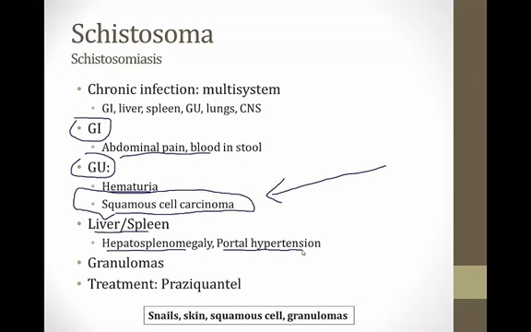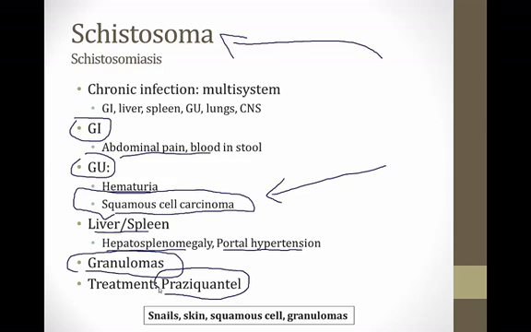And another high-yield thing to remember is that schistosomiasis is one of the many causes of granulomatous inflammation. So most people know that tuberculosis causes granulomas, most people know sarcoidosis does, but schistosomiasis is a sneaky one that a lot of people forget, and it can come up in a board question. And the treatment is praziquantel, just like for all these fluke infections. So for schistosomiasis, I remember snail, skin, squamous cell, and granulomas. These are really the key features of schistosomiasis to know about.